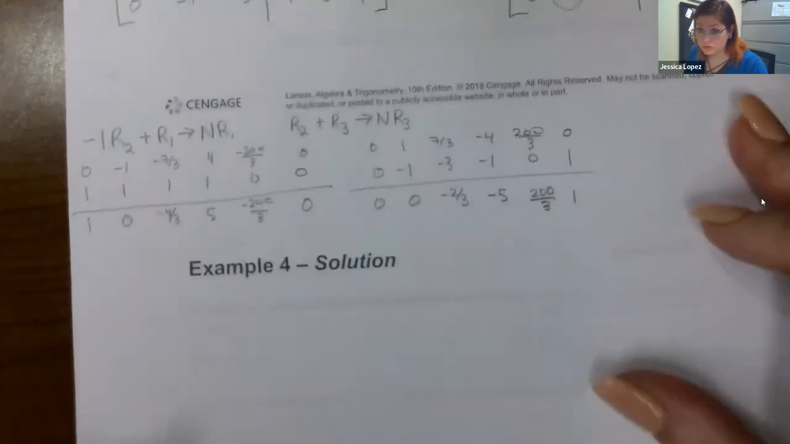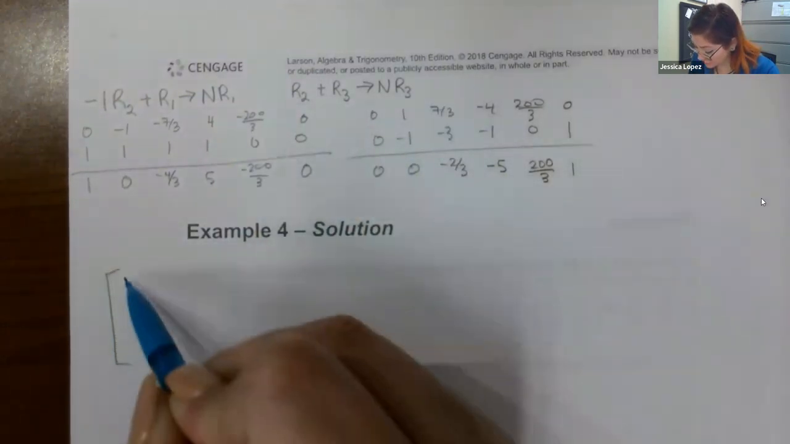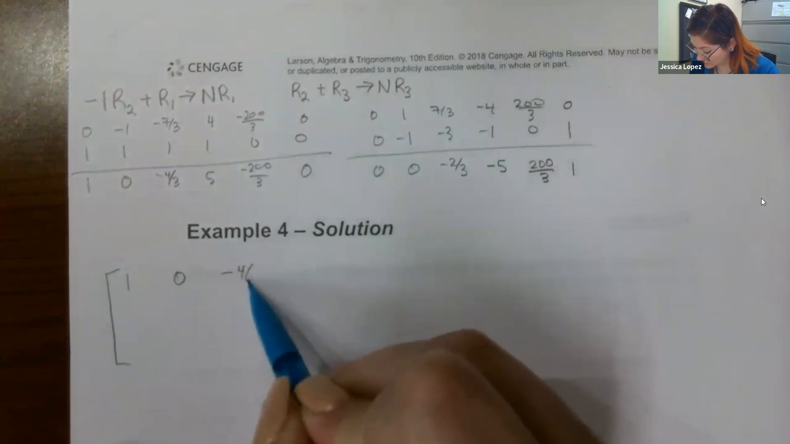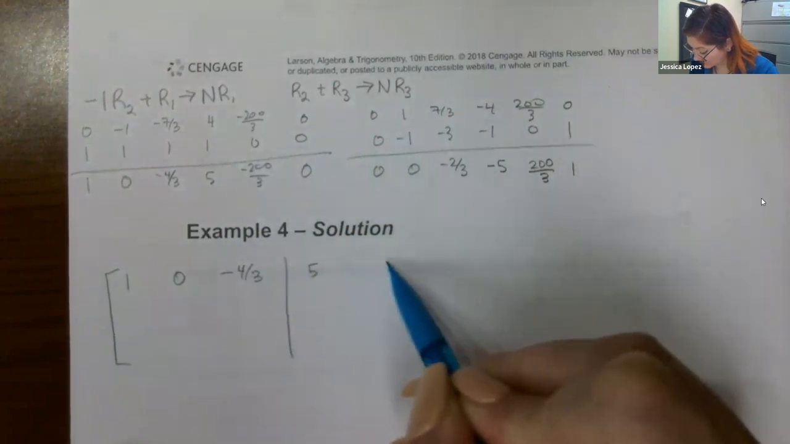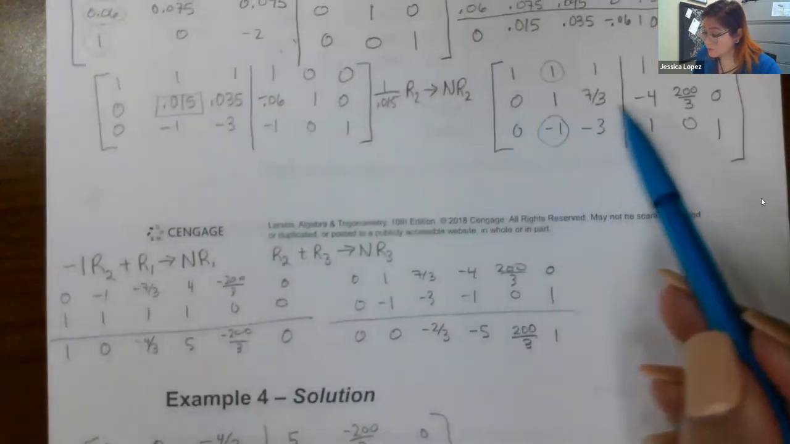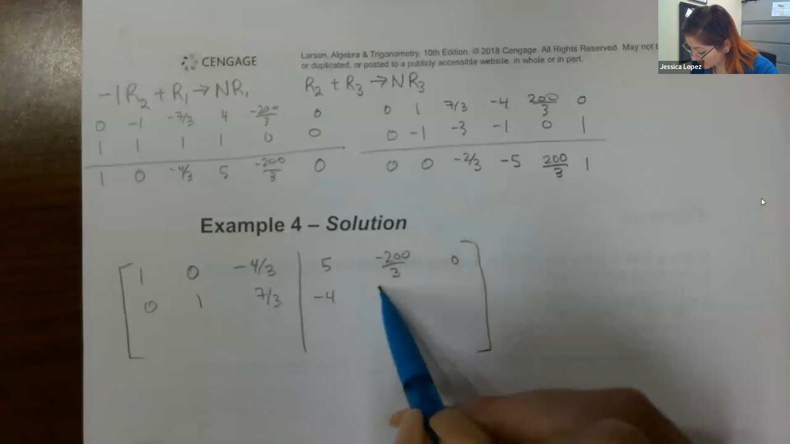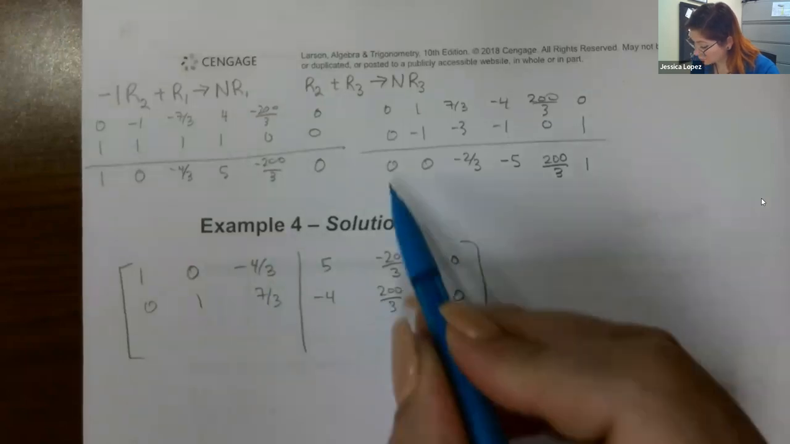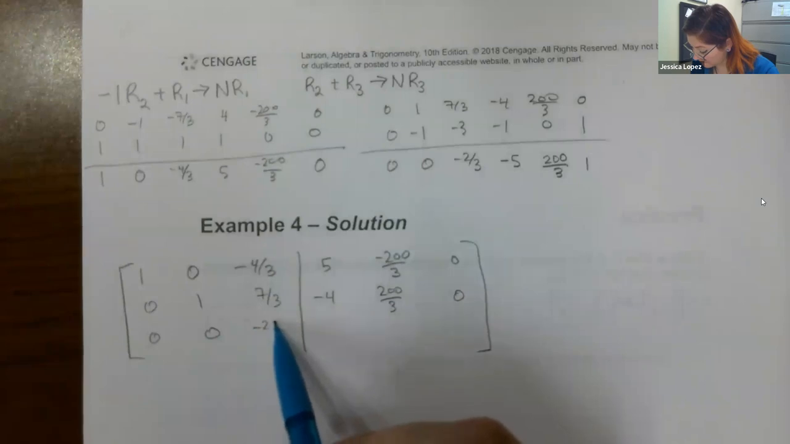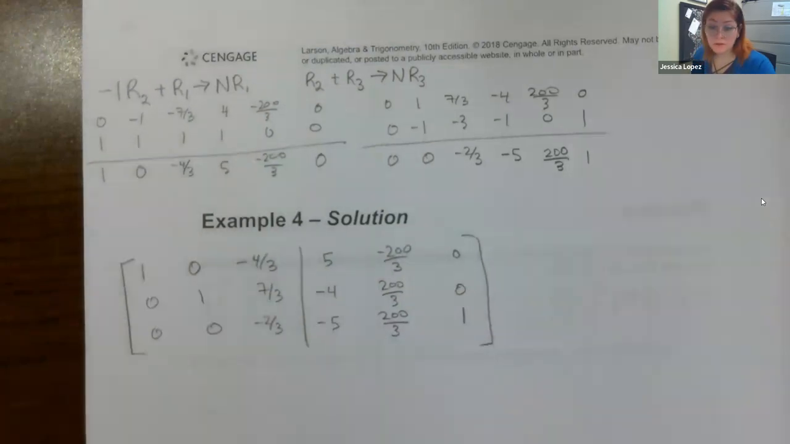And so what does the new matrix become? I'm not going to try to squeeze it in there. So row 1 and row 3 change. Row 2 is going to stay the same. So row 1 is going to become this. Row 2 is going to be all the same values here. And then row 3 is going to be these values here. Okay. Now we're going to move on to that last column.